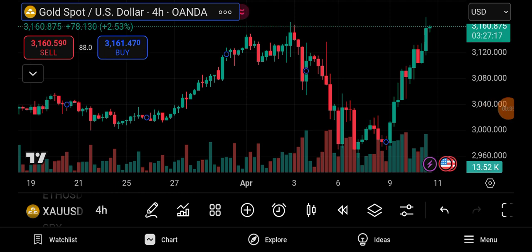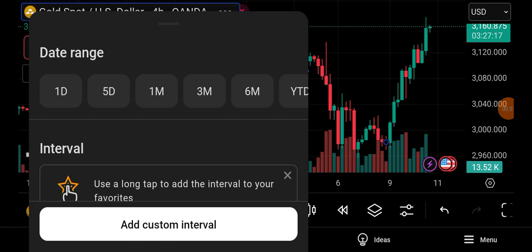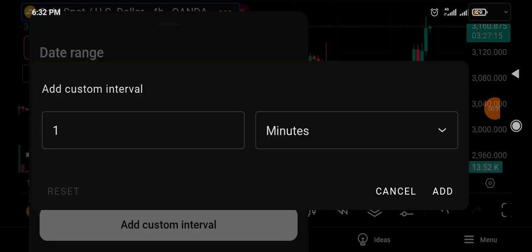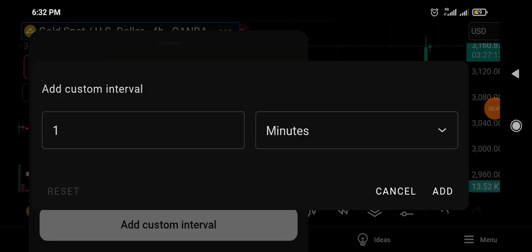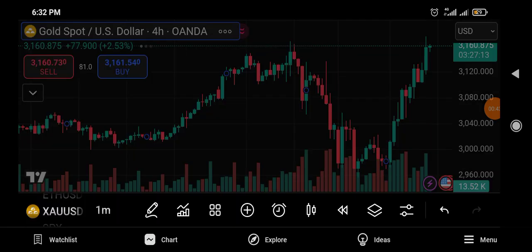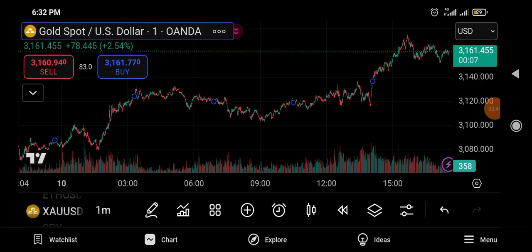Earlier today on my group, I had shown them that gold was going to buy. So at the end of the day, it ended up buying. Is that okay? So just a moment. This is a 1 minute time frame.